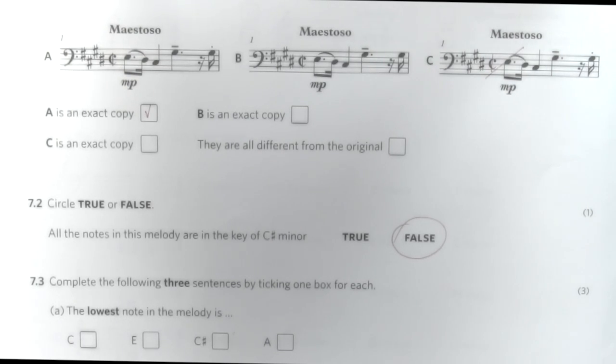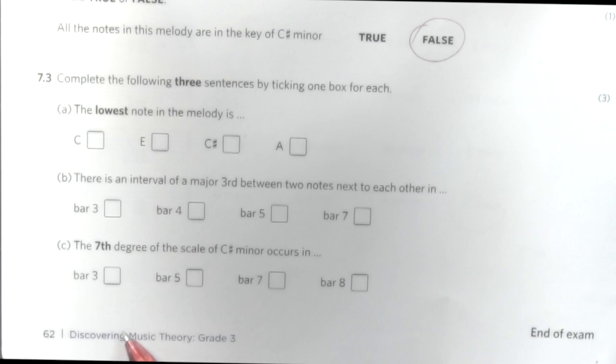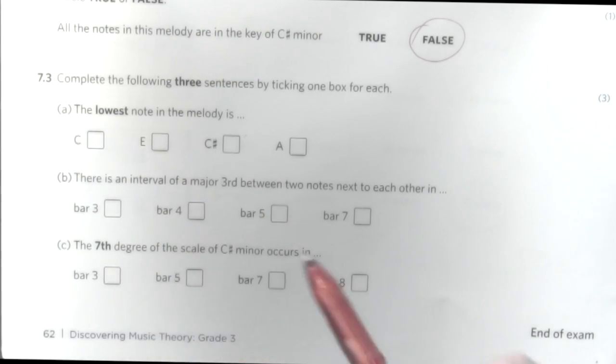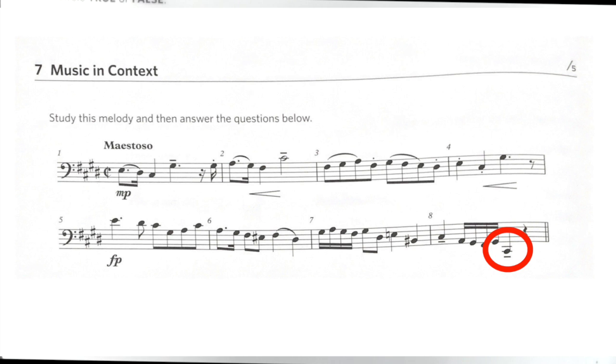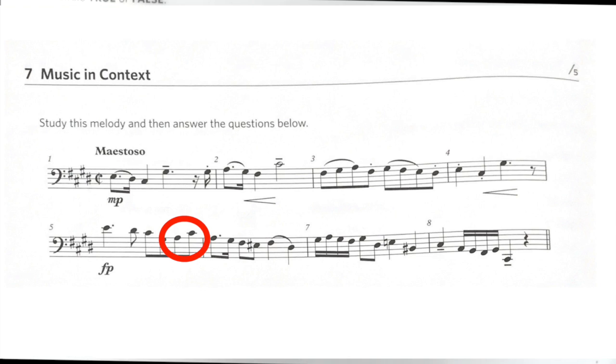An interesting question. The last question of this paper. We need to complete the sentences by ticking one box. The lowest note of the melody is C sharp. Here's the trick. Because we could say C, but the sharp is in the key signature. It's in C sharp minor, right? So C sharp. There is an interval of a major third between 2 notes next to each other in bar 5, I would say, between La and Do sharp. These 2.